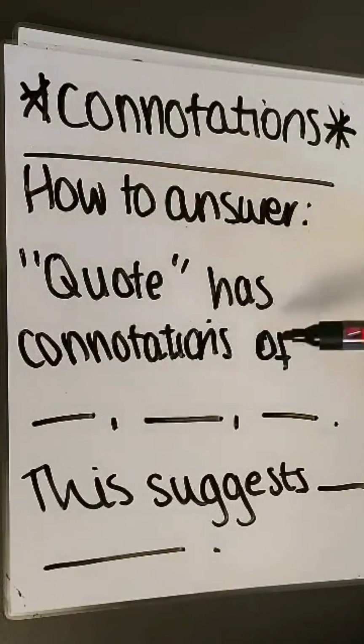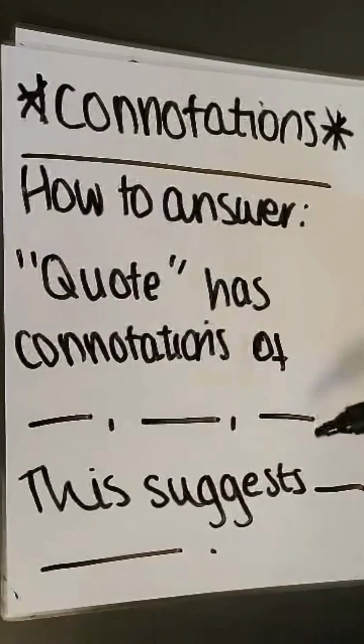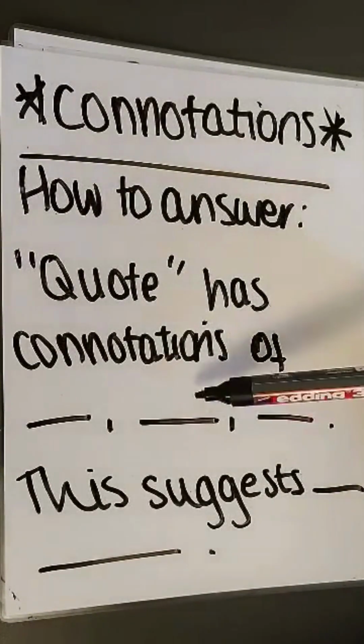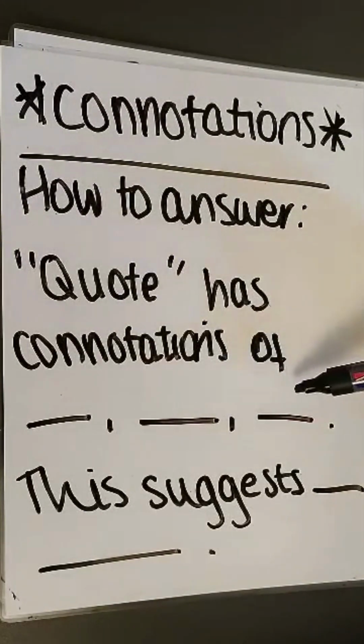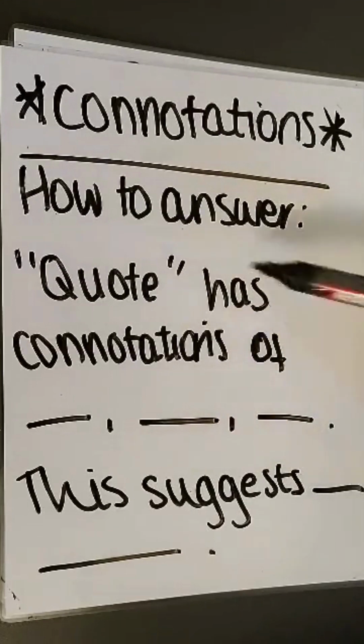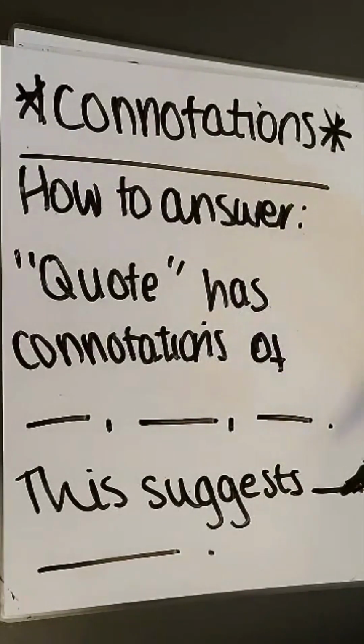So, quote has connotations of blah blah blah. Aim for 3 if you can. Sometimes you can only get 2, and that's okay, but try and push for 2 at a minimum. 3 would be ideal, okay? You're then going to say this suggests, blah, blah, blah, whatever all of this suggests, and make sure you're linking this back to the question and that you are fully answering it, okay? So that's how you should lay out your word choice answers.